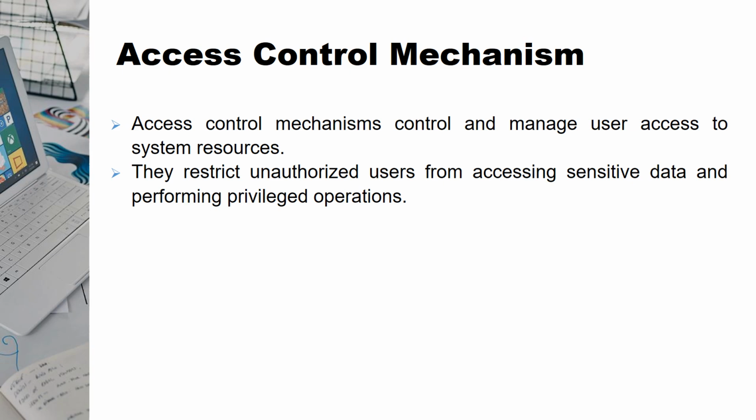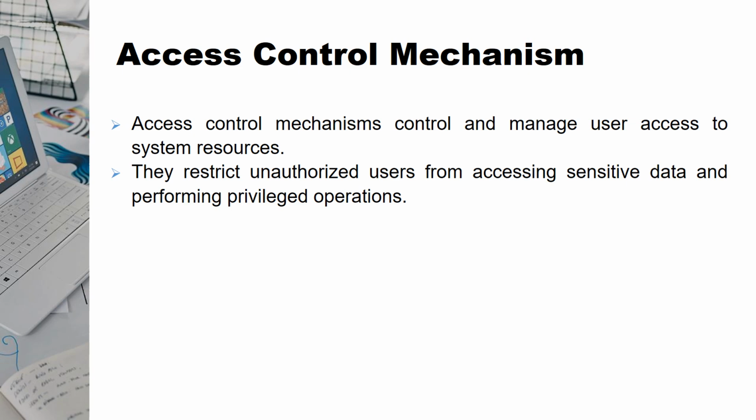Then access control mechanisms are the specific tools and methods we use to enforce these rules. They help us manage user permissions and make sure sensitive information stays protected, right? So these restrict unauthorized users from accessing sensitive data and performing privileged operations.